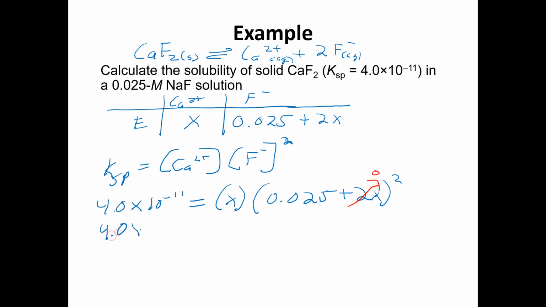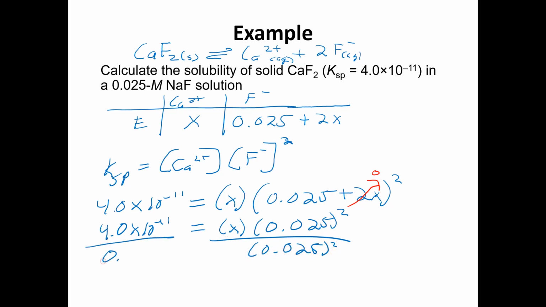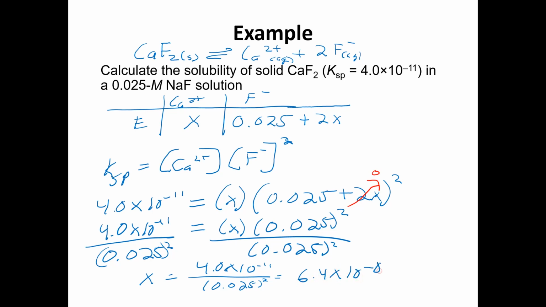So we get, and then we're going to divide both sides. So we get x is equal to 4.0 times 10 to the negative 11th divided by 0.025 squared. And if you plug that into your calculator, you should come up with 6.4 times 10 to the negative 8th molar.